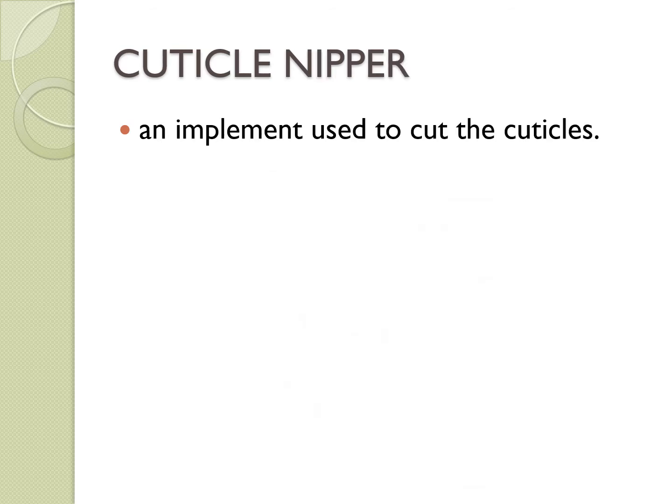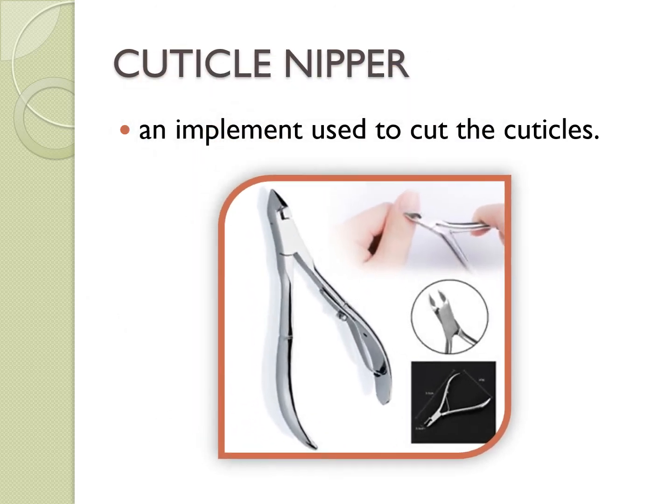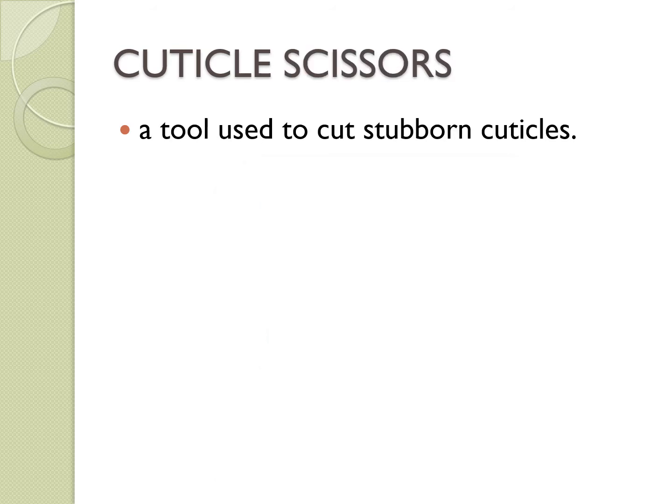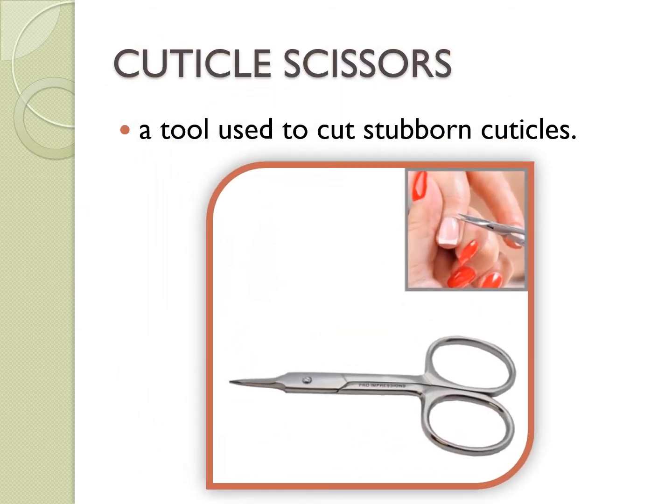Third one is cuticle nipper. It is an implement used to cut the cuticles. That is cuticle nipper. Fourth is cuticle scissors. It is a tool used to cut stubborn cuticles. So in case cuticle nipper didn't work, you can use this cuticle scissors instead.